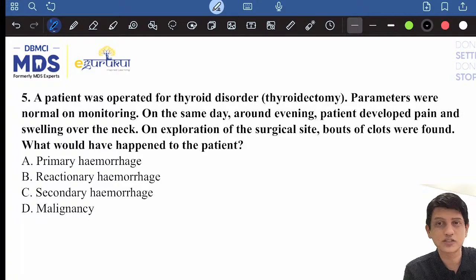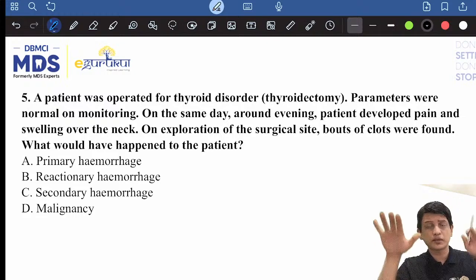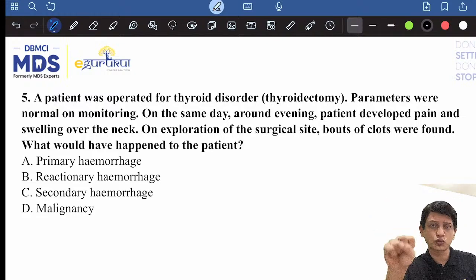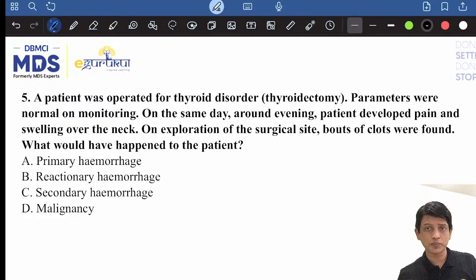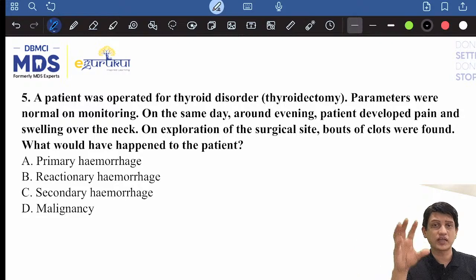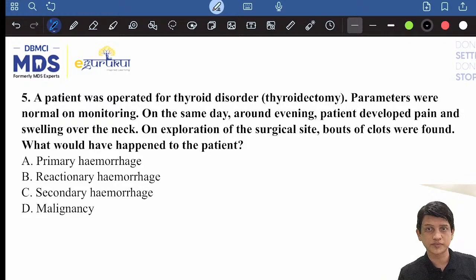Very good. Okay, it's not primary hemorrhage. Primary hemorrhage means during the surgery, if there is any bleeding, it's called primary hemorrhage, intraoperatively. Within 24 hours after the surgery, if there is bleeding due to slippage of the ligature, or sometimes during surgery the blood pressure will be low, or there will be vasoconstriction due to some drug effect, so bleeding may not have been noticed, but when the BP normalizes in the post-operative period, or when there is some vasodilatation, that bleeding may occur. Okay, it's called reactionary hemorrhage.